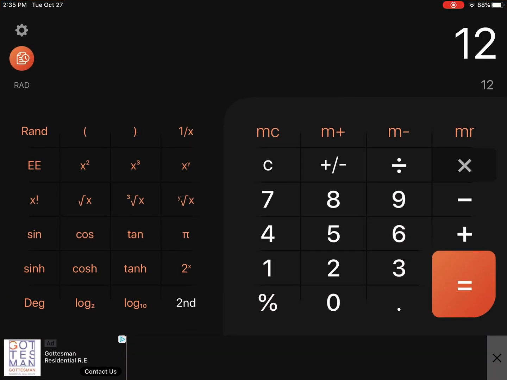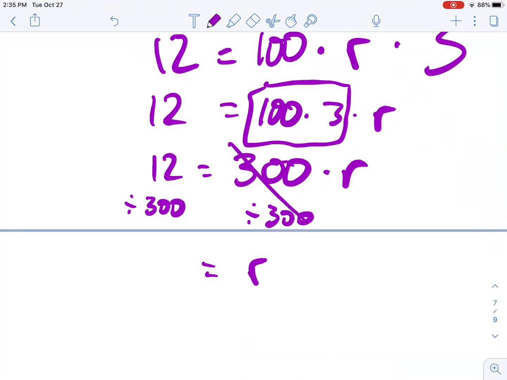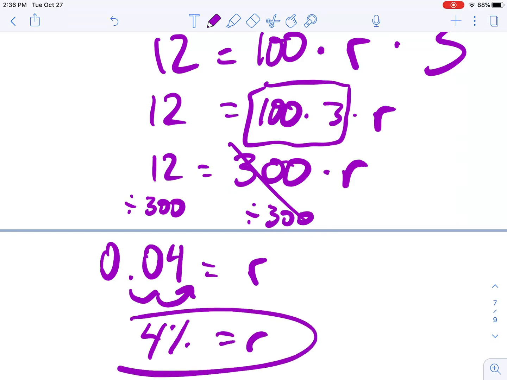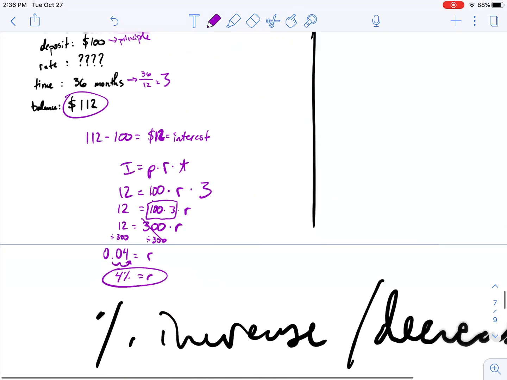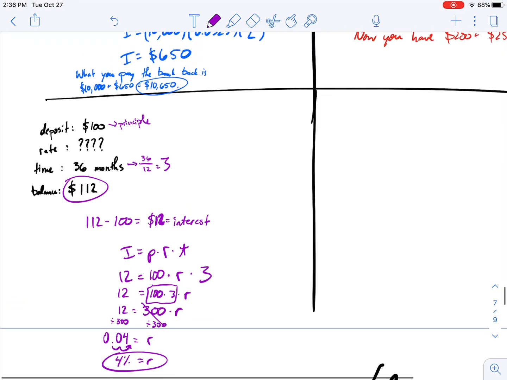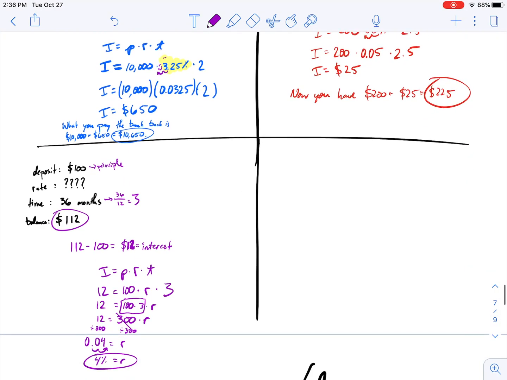So we go back to our calculator, do 12 divided by 300. We get 0.04. We get 0.04 is the rate. So is our rate 0.04%? Good job. No, it's not. So we're going to convert this to a percent by going 2 times to the right, and you get 4% equals the rate. Now that one's a little trickier, so I hope this helped a little bit.